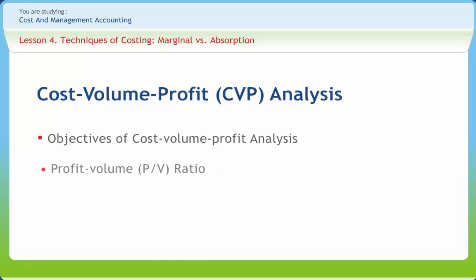The ratio or percentage of contribution margin to sales is known as P/V ratio. This ratio is known as marginal income ratio, contribution to sales ratio, or variable profit ratio. P/V ratio, usually expressed as a percentage, is the rate at which profits increase with the increase in volume.